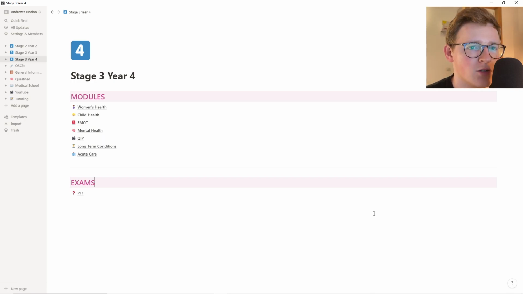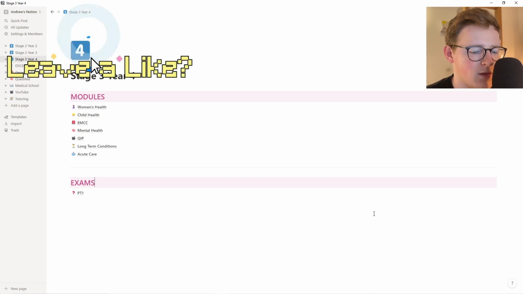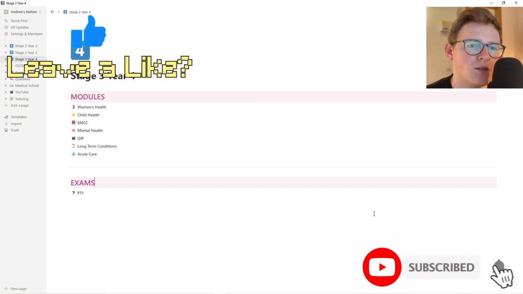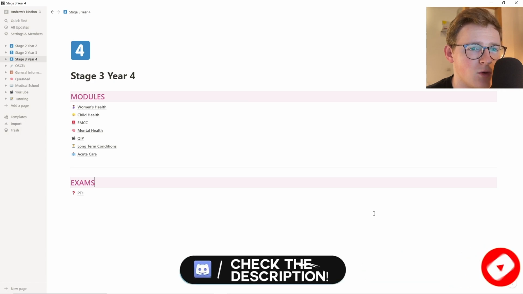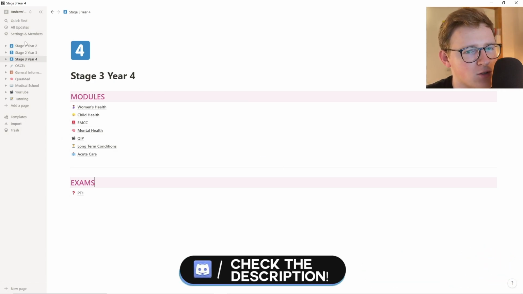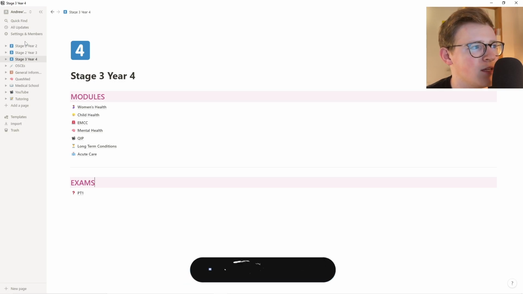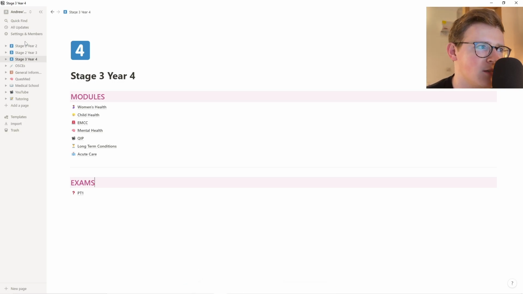So my degree is split. It's 5 years long and it's split into 3 stages. The first 2 years is stage 1, which is not here because I wasn't using Notion at that point. Hang on, let me correct myself. Stage 1 is its own year, then stage 2, year 2 and year 3, so that's 2 years.